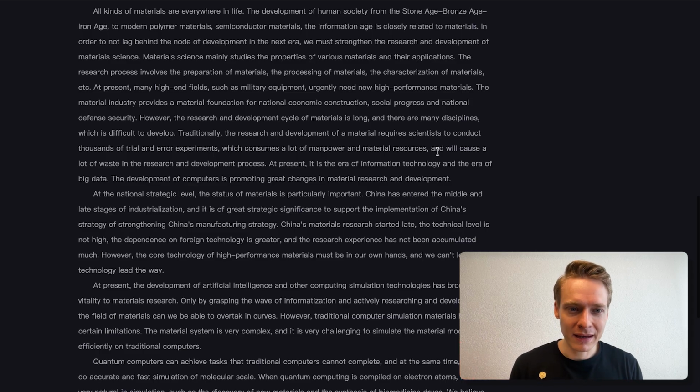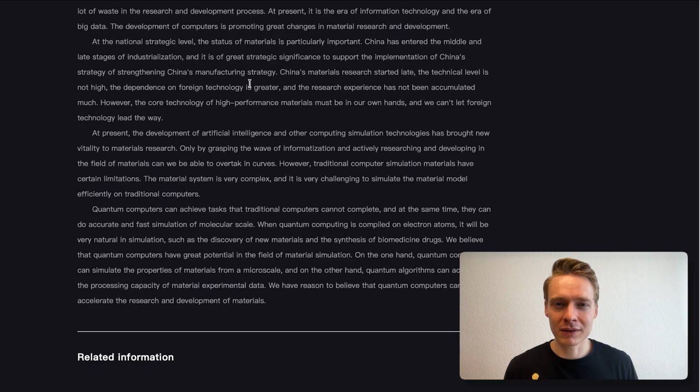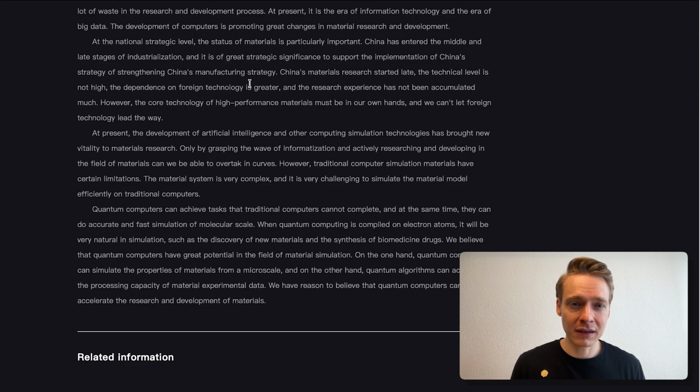But okay, now back to the text. I think we were at the national strategic level. The status of materials is particularly important. China has entered the middle and late stage of industrialization, and it is of great significance to support the implementation of China's strategy to strengthen China's manufacturing strategy. China's material research started late. The technical level is not high. The dependence on foreign technology is greater, and the research experience has not been accumulated much. However, the core technology of high-performance materials must be in our own hands, and we can't let foreign technology lead the way.